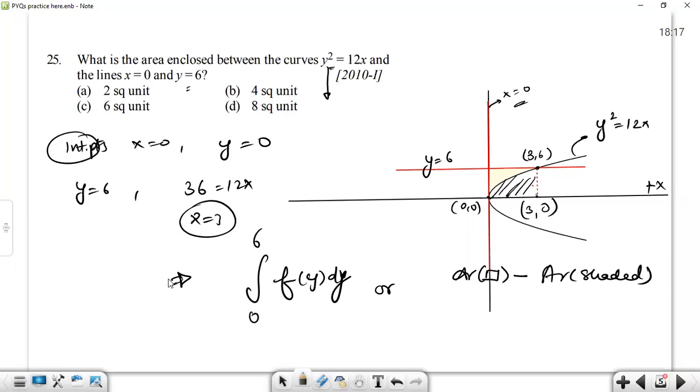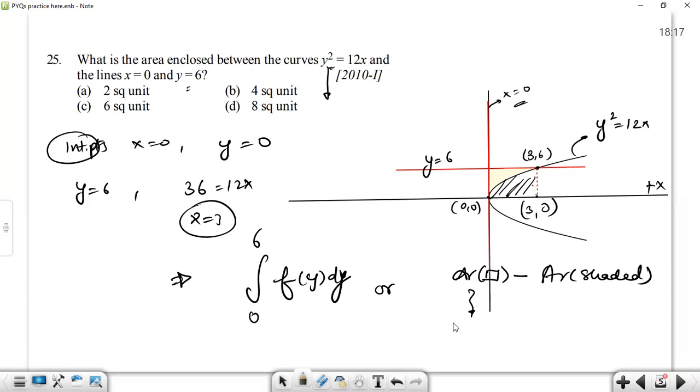Yes, Yazini. Pick any. Sir? I was saying you can pick any of the methods, first or second. Second one, sir. Okay.